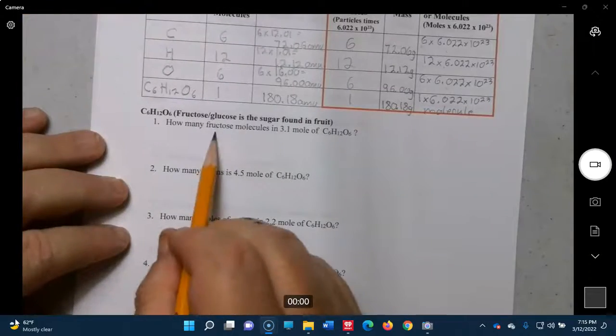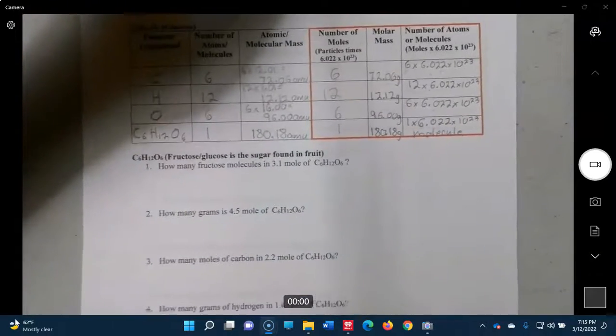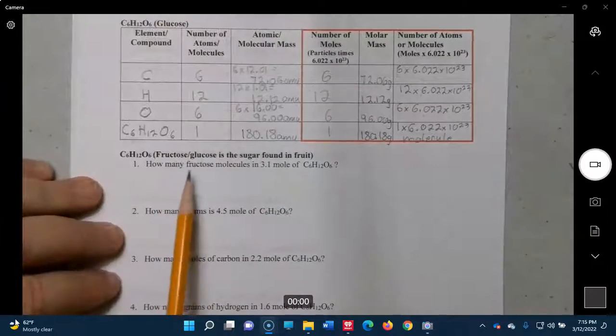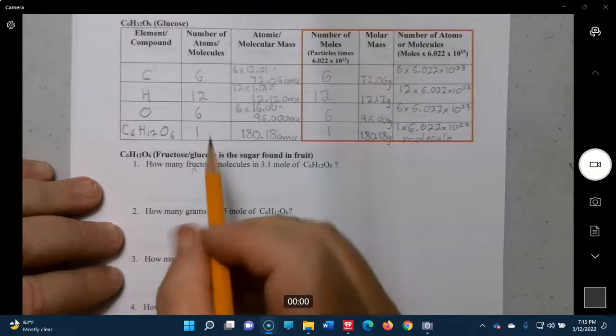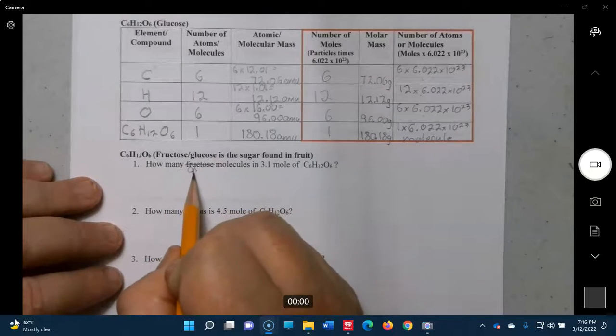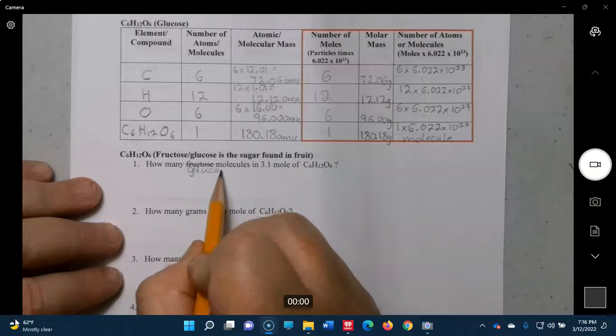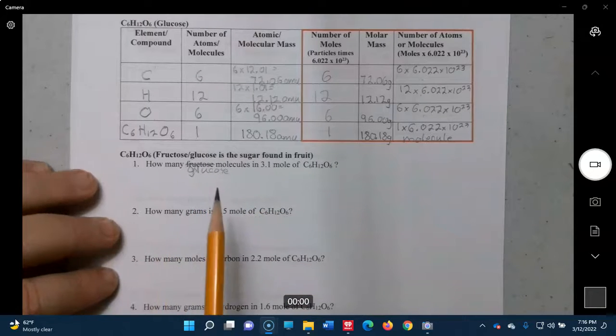So it says fructose. They have the same formula actually. I believe they do. I could be wrong in that, but it doesn't matter. We're talking about glucose, so let's just go ahead and make that change. It's really not important. Doesn't want you to think I'm changing molecules on you here.